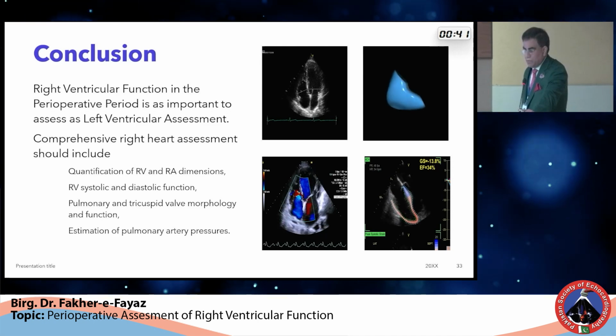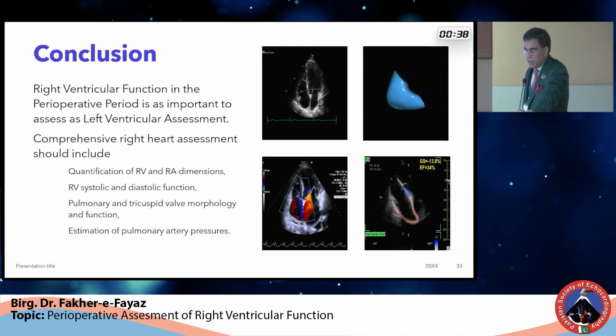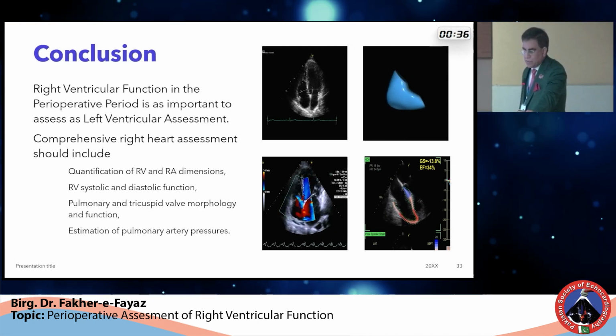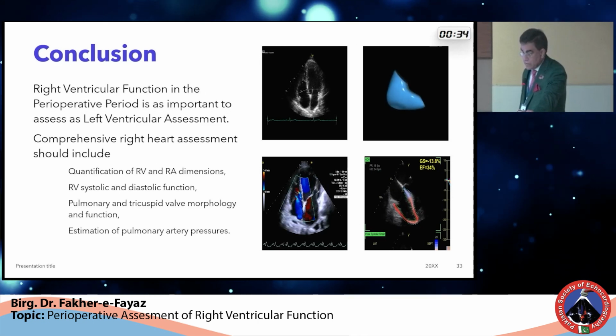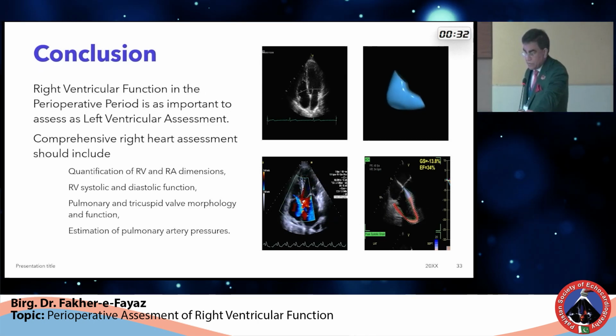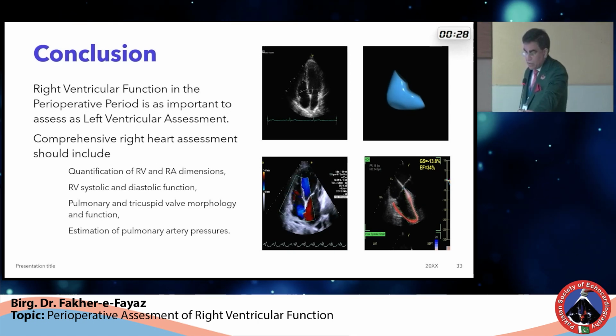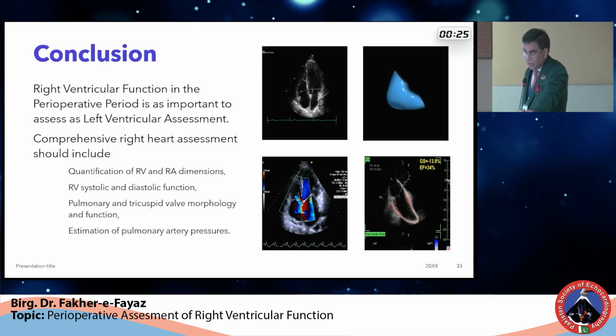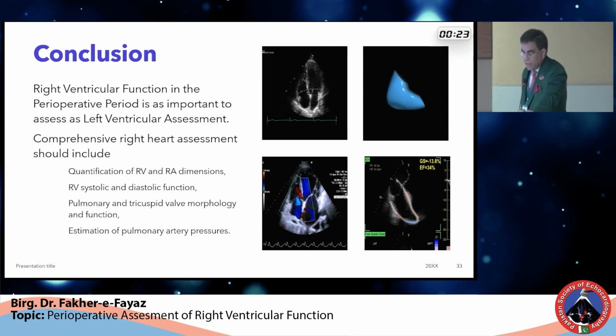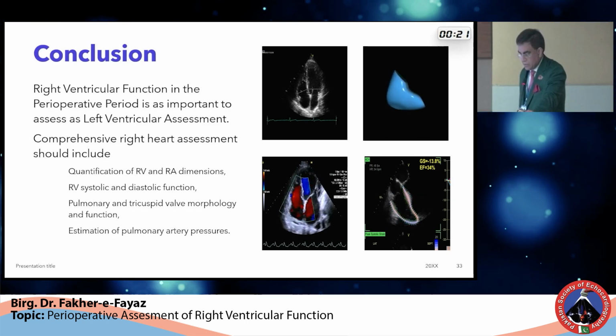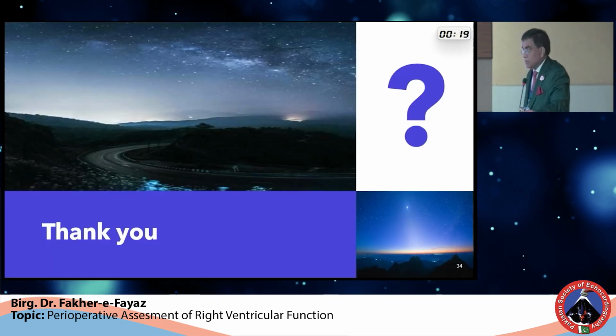So I will conclude by saying the right ventricular function in the perioperative period is as important to assess as left ventricular assessment is. Comprehensive right heart assessment should include quantification of RV and RA dimensions, RV systolic and diastolic function, pulmonary and tricuspid valve morphology and function, and estimation of pulmonary artery pressures. Thank you very much.